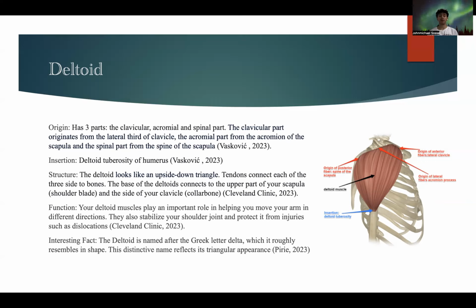The function of this muscle group is that it plays an important role in helping you move your arm in different directions. They also stabilize your shoulder joint and protect it from injuries such as dislocations. An interesting fact of the deltoid muscle group is that it is named after the Greek letter delta, mostly because it roughly resembles the letter D in shape.